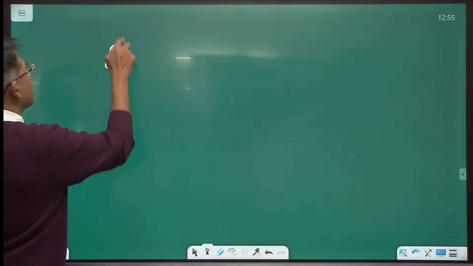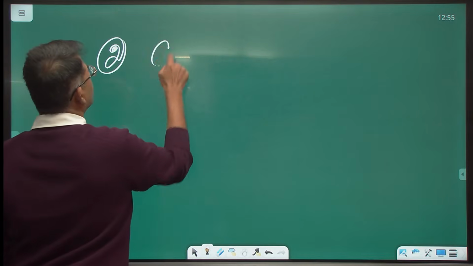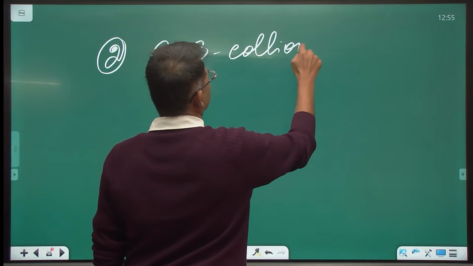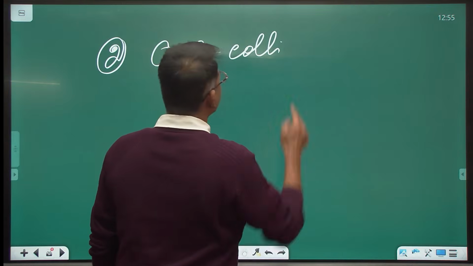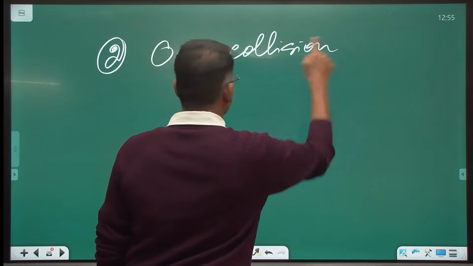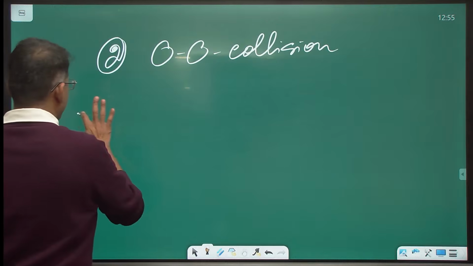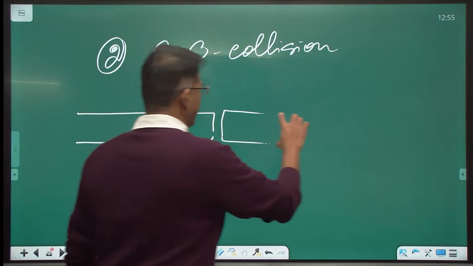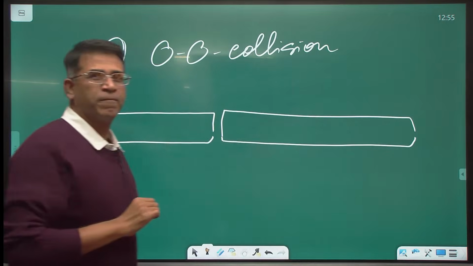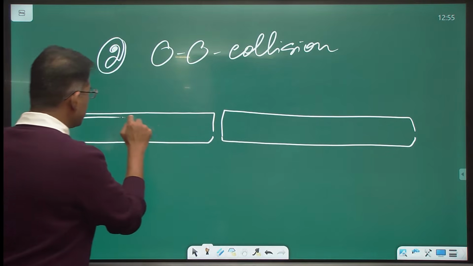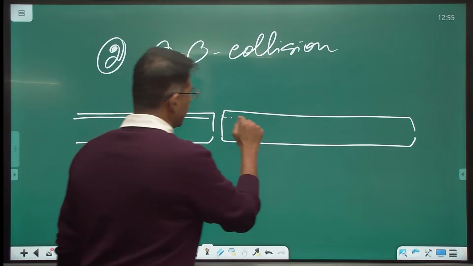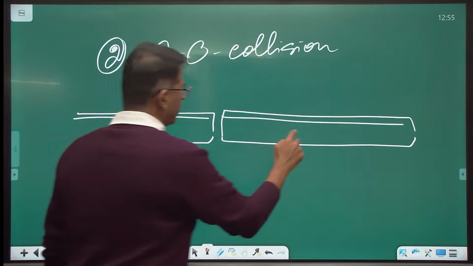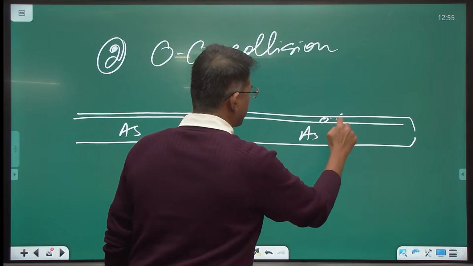Then number two. Now come to number two. Number two is ocean collision. Ocean collision. So I have ocean lithosphere here, and we have another ocean lithosphere here. Above part is ocean crust, the asthenosphere.